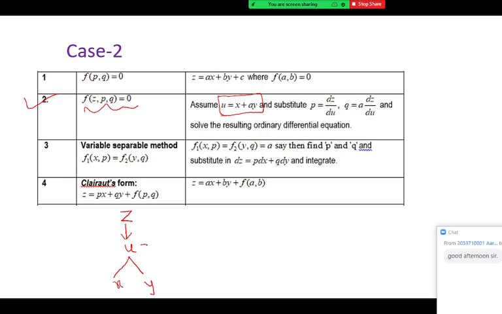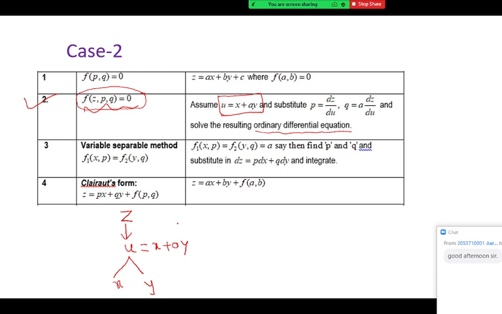Why is u a function of x and y? Because u is x plus ay. So we are assuming z is a function of u, and u is a function of x and y. Because of this substitution, whatever PDE we have in terms of p, q, z is converted to an ODE, an ordinary differential equation. In the ODE you already learned the variable separable method that we can use: separate the two variables on two sides of the equation, integrate, and we get the answer.